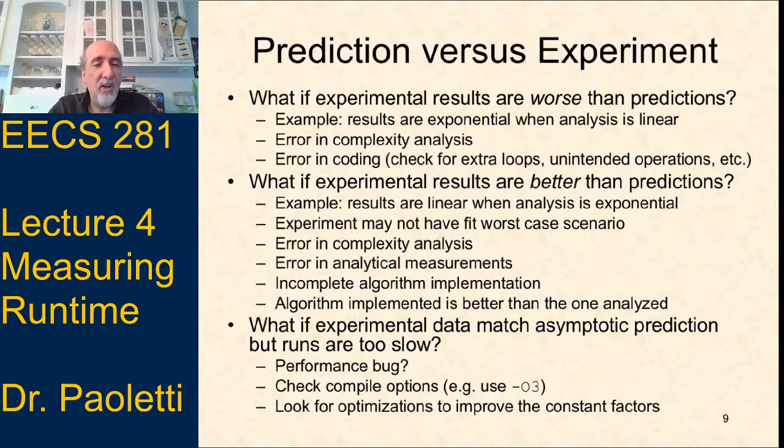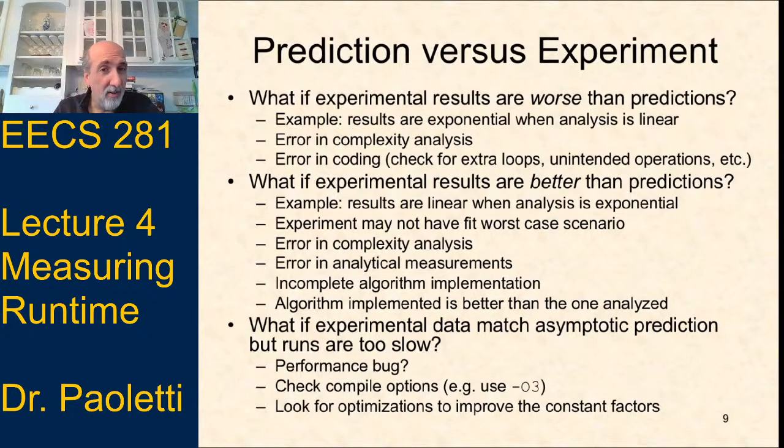Now, when we run this and we get different results, when our prediction is different than our experiment, what if our results are worse than we predicted, just like we had? So our results are exponential when the analysis is linear. Or with binary search here, what if the results looked linear when our analysis says logarithmic?